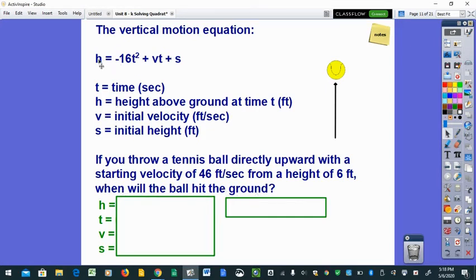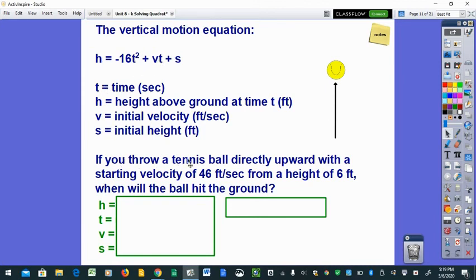So I just want you to see that this is your general form for vertical motion. The T represents the time, and in this case in seconds. The V is going to represent the initial velocity in feet per second. The S out here, which is our C when we do our standard form of a quadratic, is your initial height. Where does the ball start? And the H is the height above the ground at that given time.